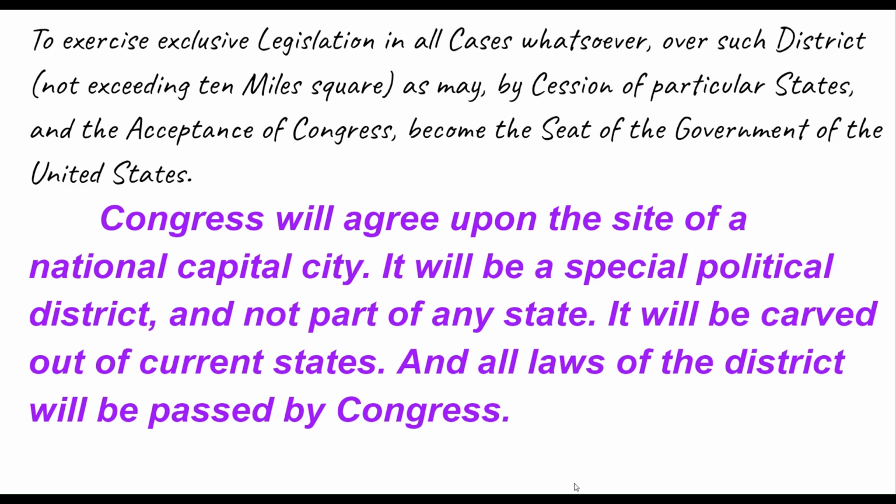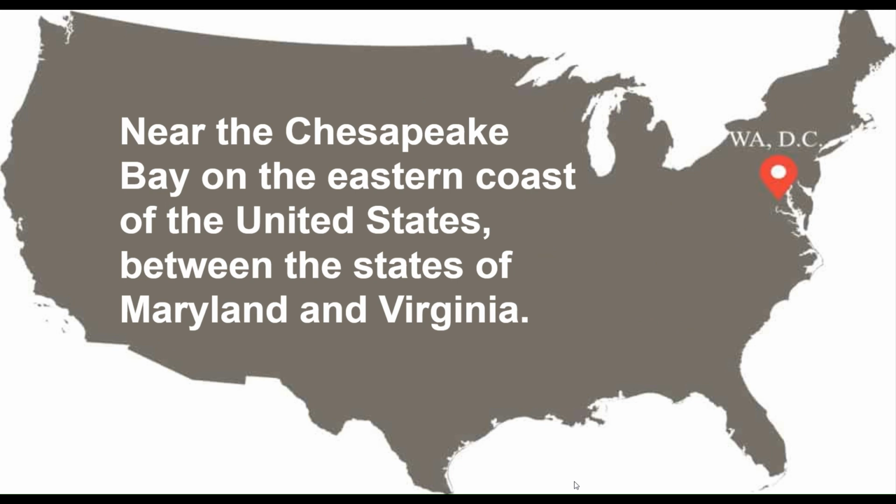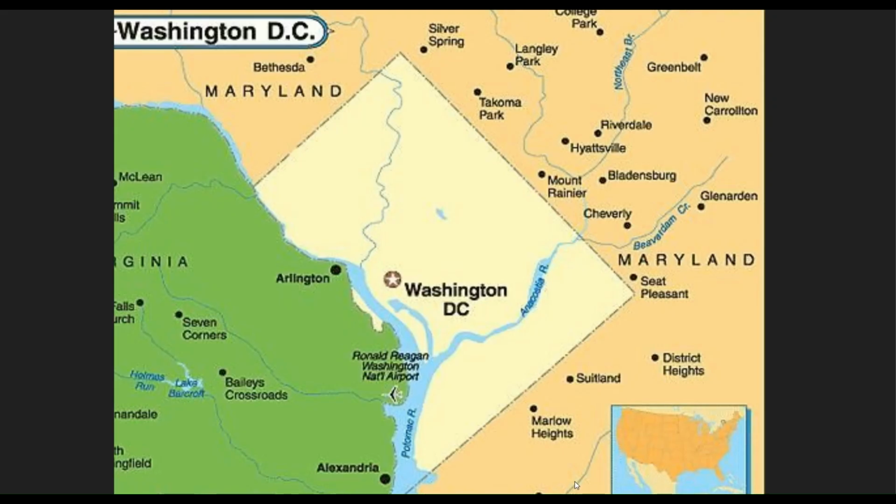Ah, okay. Where's Washington, D.C. exactly? Oh, it's right there, over by the Chesapeake Bay, one of the biggest bays in the world. Near the Chesapeake Bay on the eastern coast of the United States, between the states of Maryland and Virginia. There it is. Maryland's on the right side, Virginia's on the left. That's what Washington, D.C. looks like from outer space. Okay, now here's a little closer. Now, it used to go over to the Green Virginia side, but that land was mostly given back to Virginia.